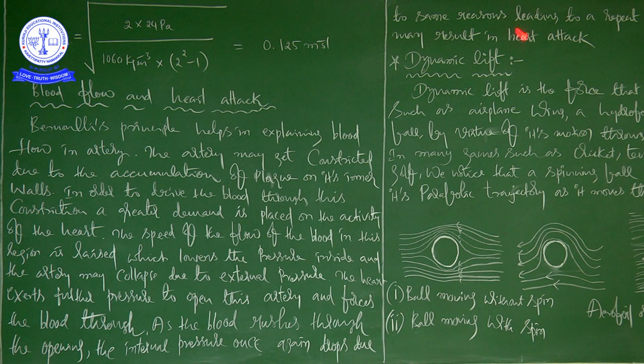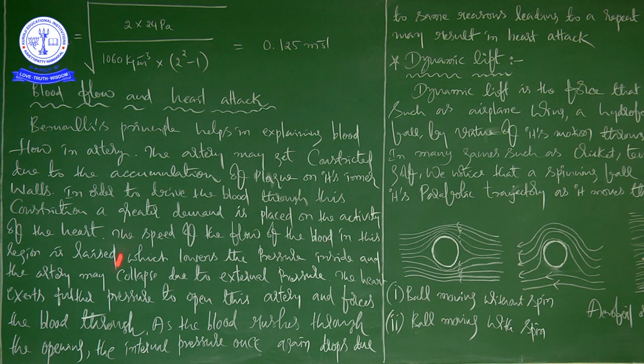Okay, right. See, I'll tell you once again. Here we are utilizing the concept of Bernoulli's principle to understand blood flow in the artery. It is a biological fact that the artery may get constricted due to the accumulation of plaque on its inner walls. That is the biological point of view. After that, from the physics point of view, the blood has to drive the fluid. The important fluid in our human body, that is blood, should be in motion. In order to drive the blood through this constriction, a greater demand is placed on the activity of the heart.